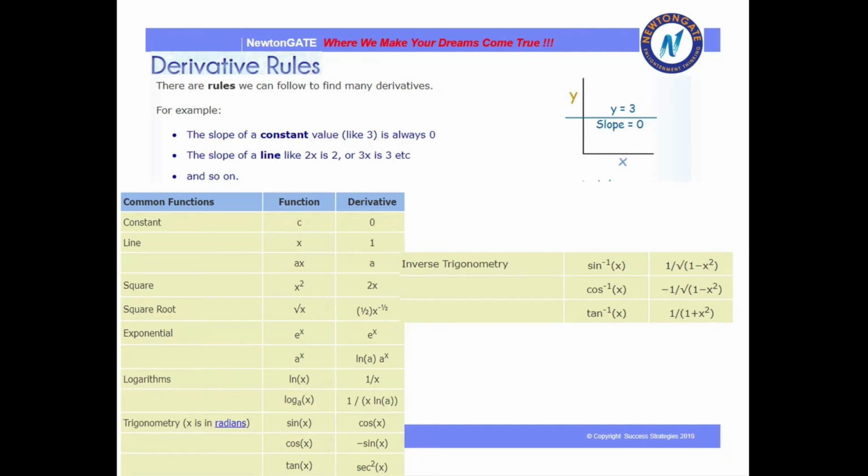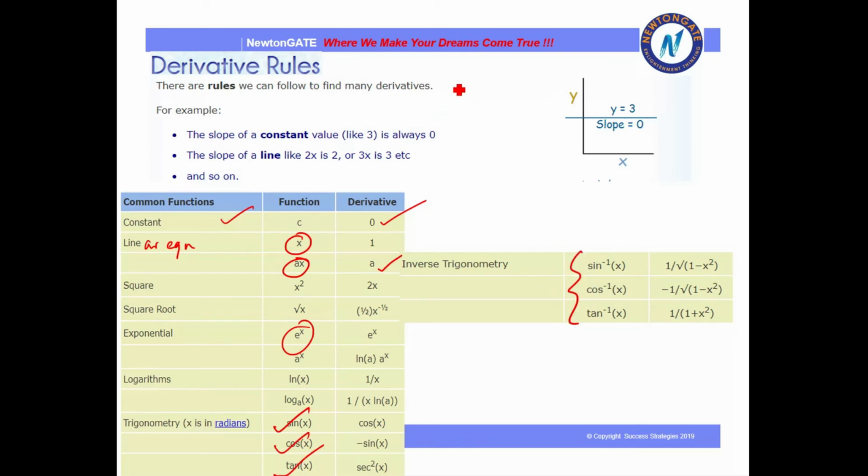Now we have some general derivative rules for all the functions. For any constant function, the derivative will always be 0. For a linear function x, it is 1. For a function ax, it is a. For x square, it is 2x. For a square root, it is half x to the power minus half. Exponential, it is e to the power x. Logarithmic, this is the value. Sin x, cos x, tan x, and these are the inverse formulas.